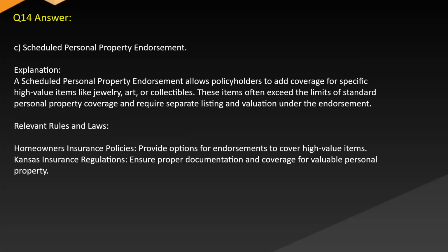Answer: C. Scheduled personal property endorsement. Explanation: A scheduled personal property endorsement allows policyholders to add coverage for specific high-value items like jewelry, art, or collectibles. These items often exceed the limits of standard personal property coverage and require separate listing and valuation under the endorsement. Relevant rules and laws. Homeowners insurance policies provide options for endorsements to cover high-value items. Kansas insurance regulations ensure proper documentation and coverage for valuable personal property.